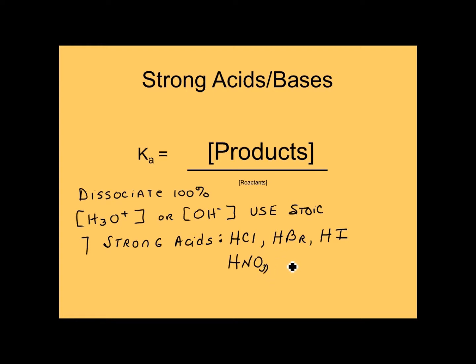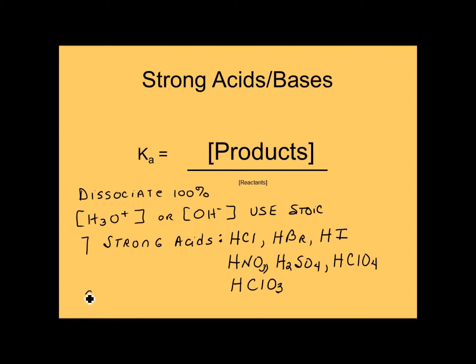The next one is sulfuric acid, H2SO4. The one after that is perchloric acid, which is HClO4. And then finally, chloric acid, which is HClO3. If it's not on this list of strong acids, then it is a weak acid.